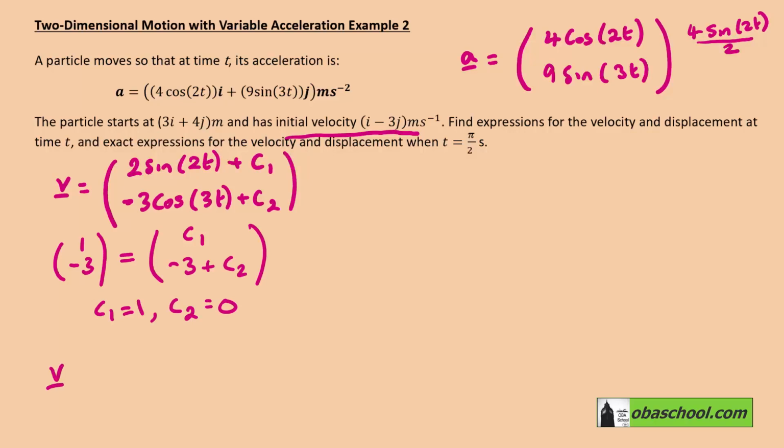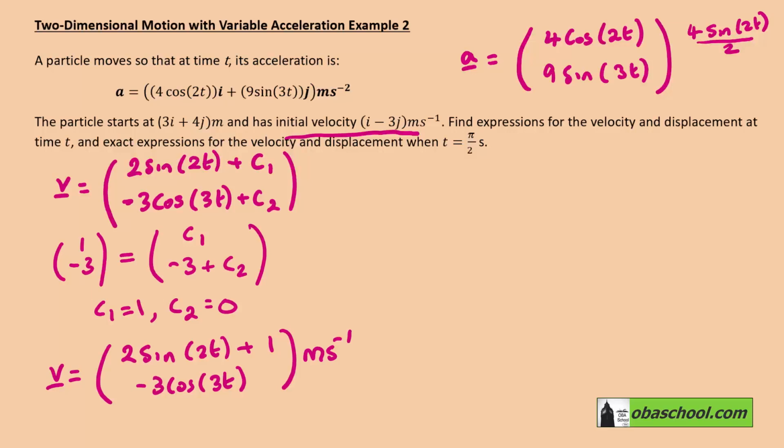And so my velocity is going to be (2 sin 2t plus 1, negative 3 cos 3t). And that, of course, would be in meters per second. Now, to get displacement, of course, we're going to integrate again.